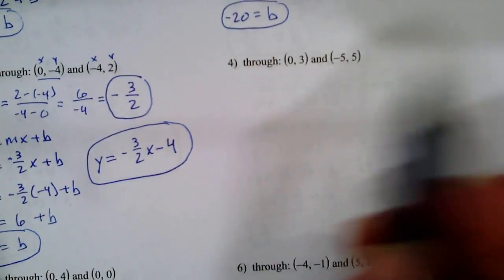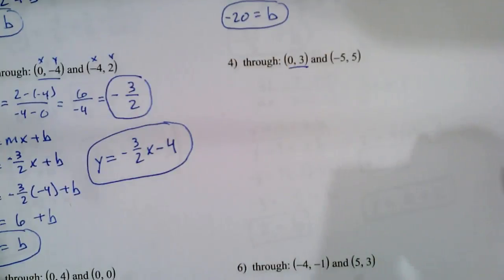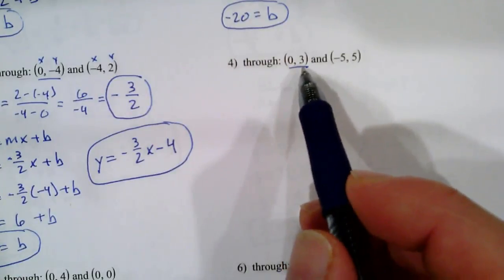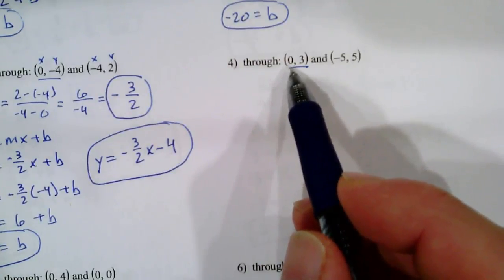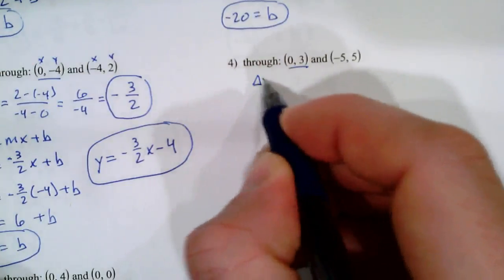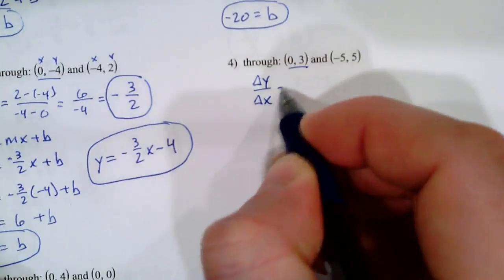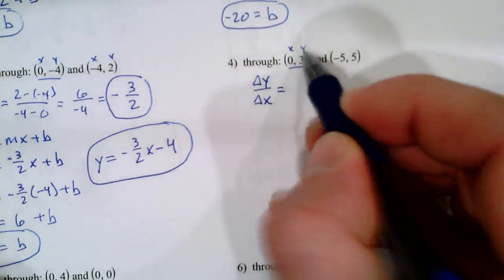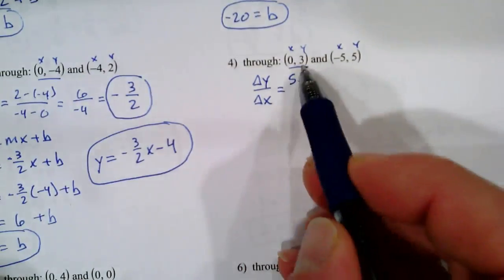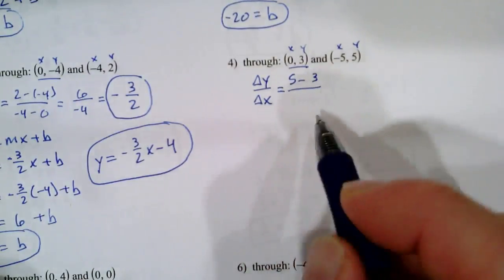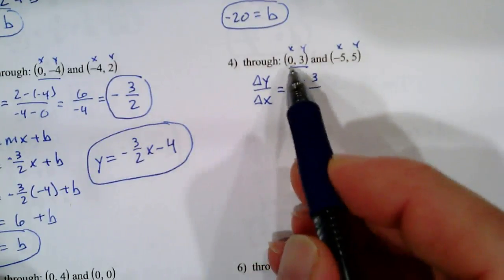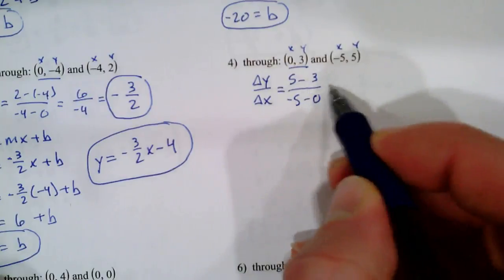Okay, last one. Last example anyway. Again, they've given us the y-intercept. The y-intercept is going to be 3 because the y-intercept is the point where the x-coordinate in the line is 0. So it's given to us as a freebie. So change in y over change in x. So we have our ending y, which is 5, minus our beginning y, which is 3, over our ending x, which is negative 5, minus our beginning x, which is 0.